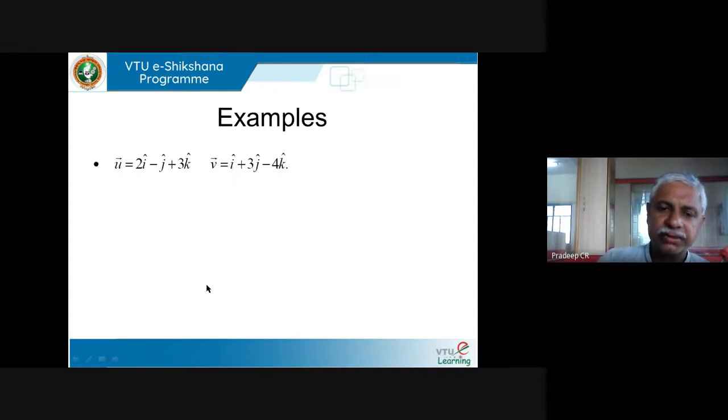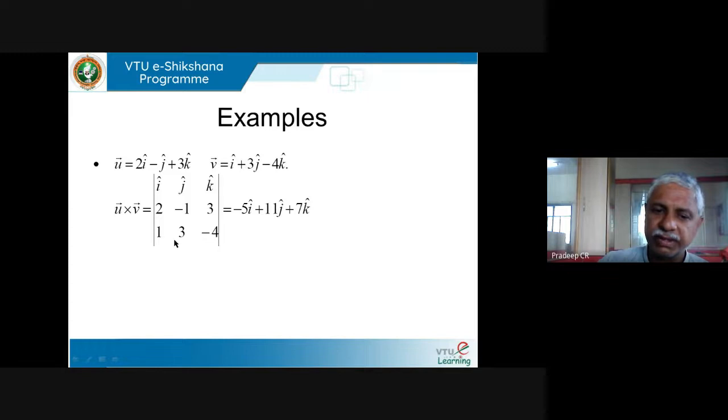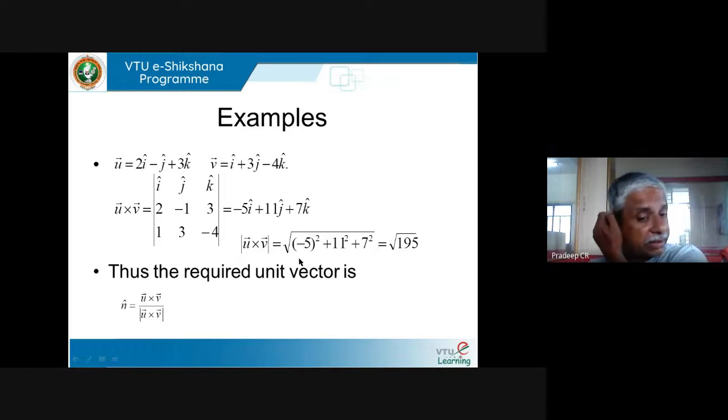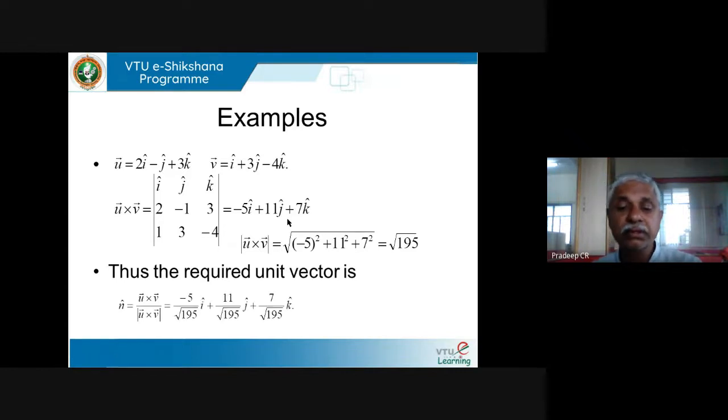So just find, u is given, v is given. So u cross v, I'll use the same formula. i, j, k, and coefficients of u here in the second row, coefficients of v here in the third row. Evaluate this determinant, you'll get some vector here. I hope I have done it correctly. Mod of u cross v is this much, and the required unit vector is u cross v divided by mod of u cross v. So u cross v is given here, mod of u cross v I just found. So it's minus 5i plus 11j plus 7k divided by square root of 195. That's the required unit vector. Yeah, it doesn't look nice, it's ugly, but that's what it is.